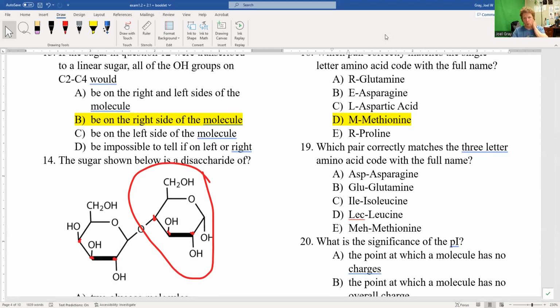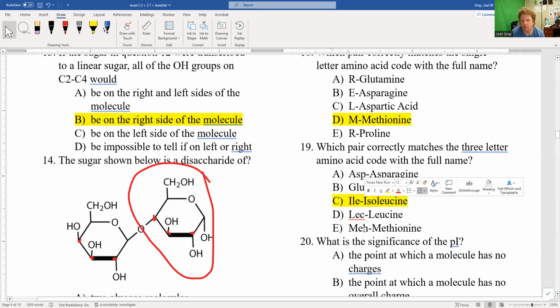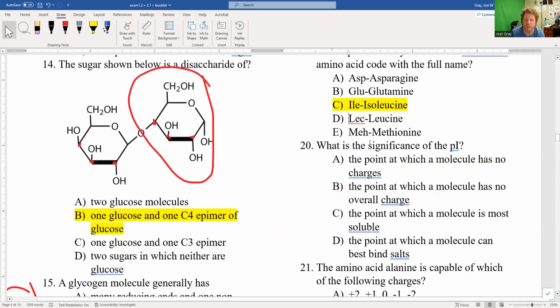Number 19, which pair correctly matches the three-letter amino acid code with the full name? Okay, well, we've got ASN is asparagine, ASP is aspartic acid, GLU is glutamic acid, GLN is glutamine, ILE is isoleucine, LEU is leucine, Me is nothing, and methionine is MET. Okay, next up is number 20.